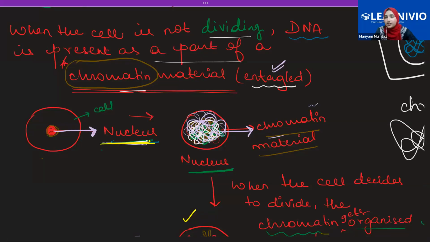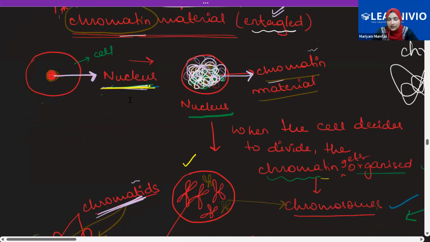Entangled, you understand? It's like ulja hua, not free. It is all tangled up. So now inside the cell there is the nucleus. Inside the nucleus we have the chromatin material. Now this was when the cell was not dividing.